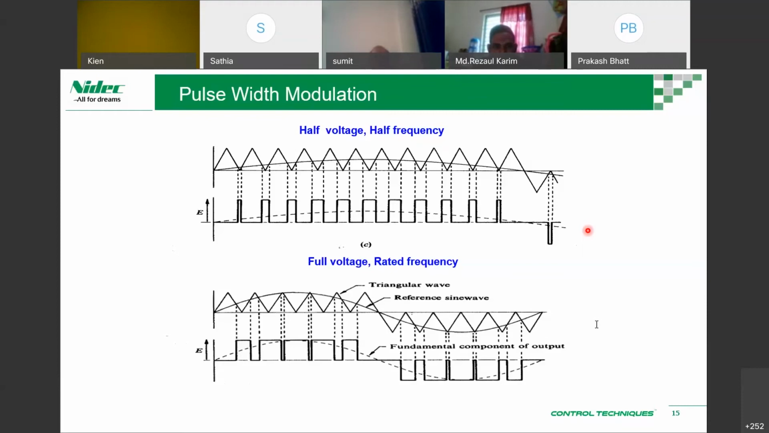So we won't suggest going less than 20 when you're doing open loop. 15, yes, we can try. It also depends on your ambient temperature, your cooling factors within the room or your panel and so on. If it is a closed loop, then you can go very low because you have better control.